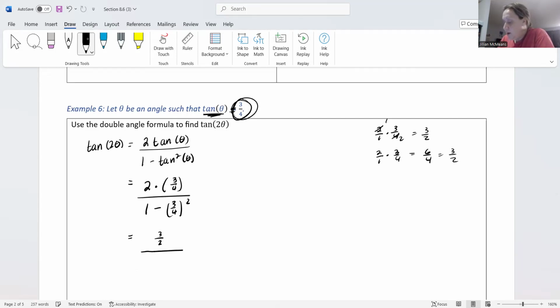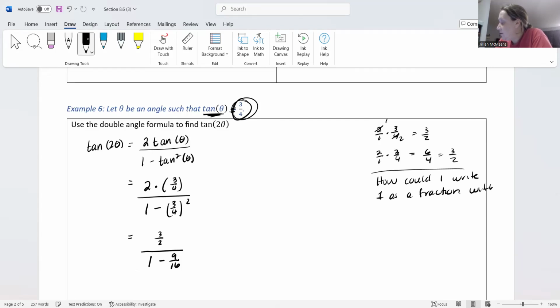And then your denominator, we're going to start with 1 minus 3/4 squared. We want to square each part of that fraction. So 3 squared is 9, 4 squared is 16, and we need to do a little work. So the question I would ask you is, how could I write 1 as a fraction with 16 as the denominator?